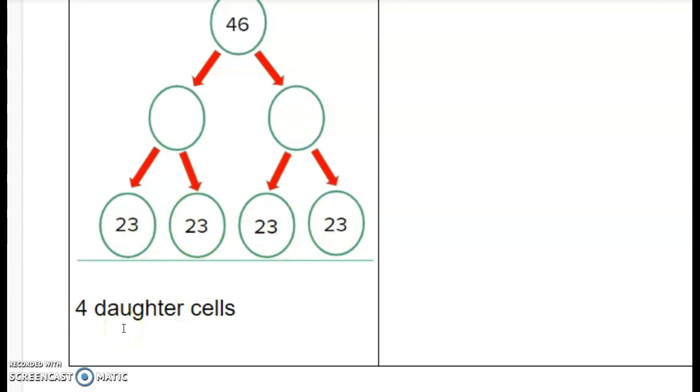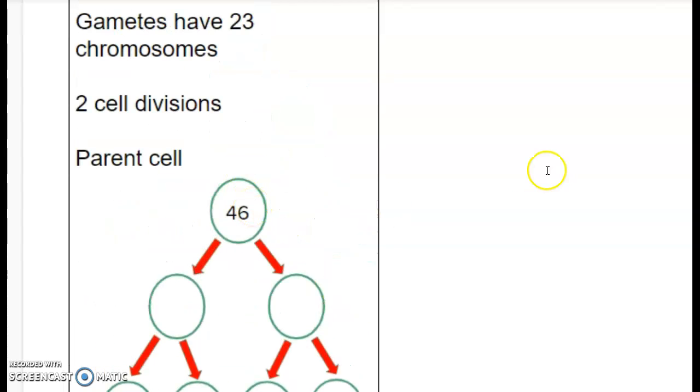Why they call daughter cells and not son cells, I don't really know. Talk to the many scientists that come up with these crazy names. So these are all daughter cells, and this is the parent cell.